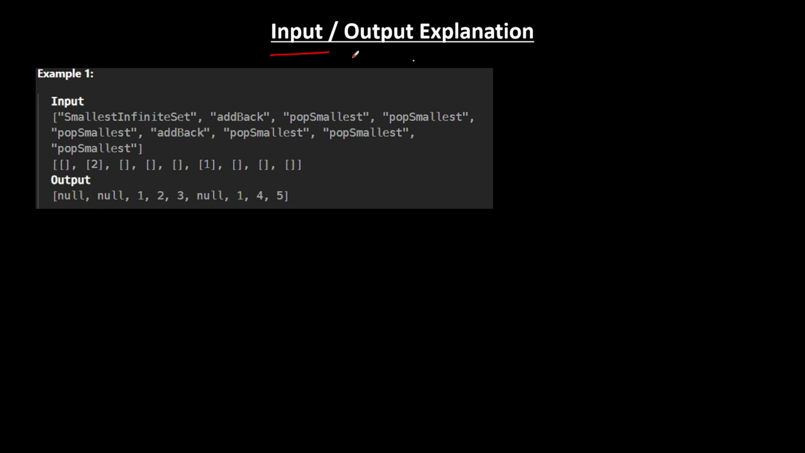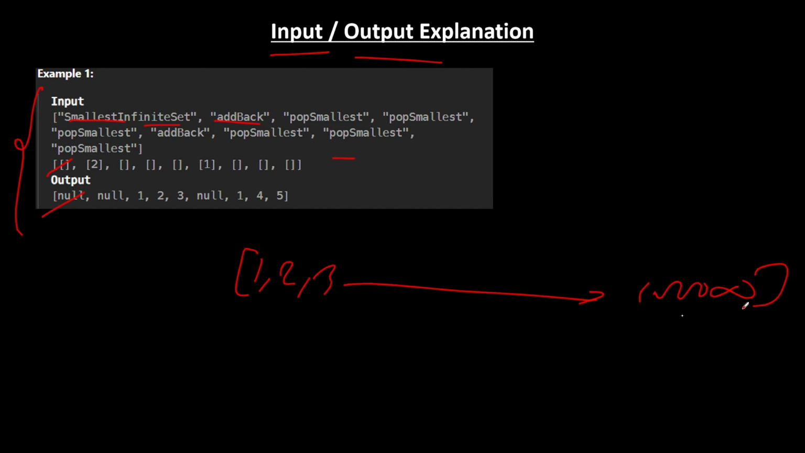Now let's understand the input-output explanation. Let's take this example. Here, you can see, first the data structure is initialized. So this part is done. Then addBack is called. Before doing this, please remember we already have an infinite set which contains numbers till 1000 or infinite, whatever the number is. So we have this set right now.